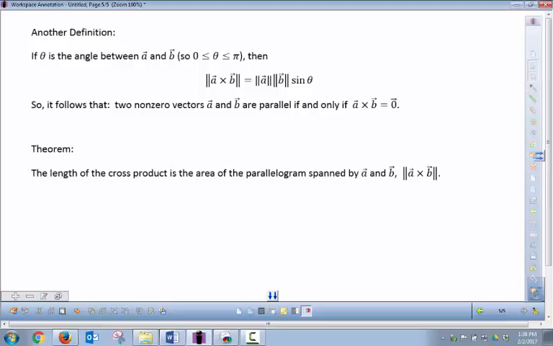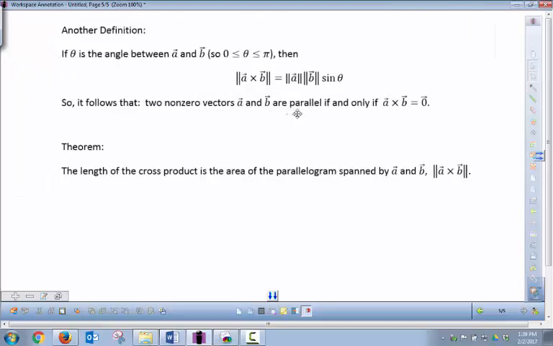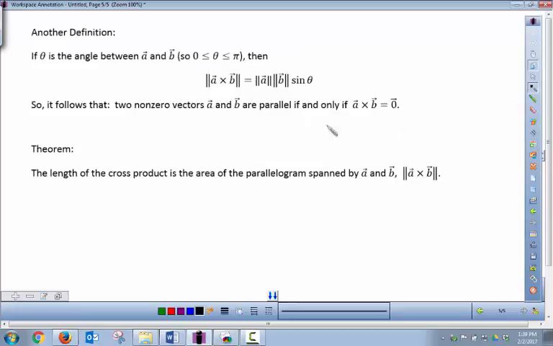And so if the two vectors are parallel, either pointing in the same direction, in which case theta would be equal to 0, or pointing in the exact opposite direction, in which case theta would be equal to pi, sine of 0 and sine of pi are both equal to 0. So it turns out that if the two vectors are parallel, then the cross product of them would be equal to 0. Notice a little arrow on top of the 0.